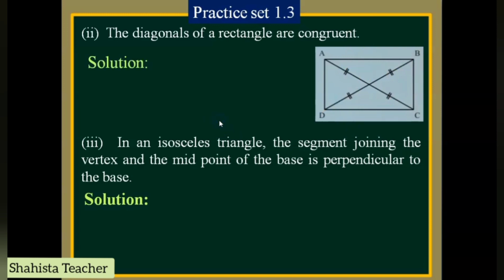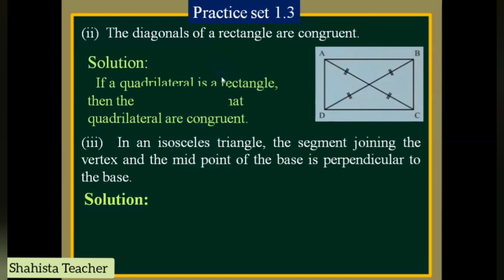So here we will write the statement. If the quadrilateral is a rectangle, then the diagonals of the quadrilateral are congruent. Is that clear? Now here, sub question 3.